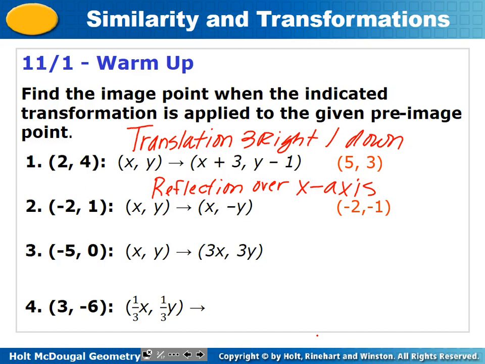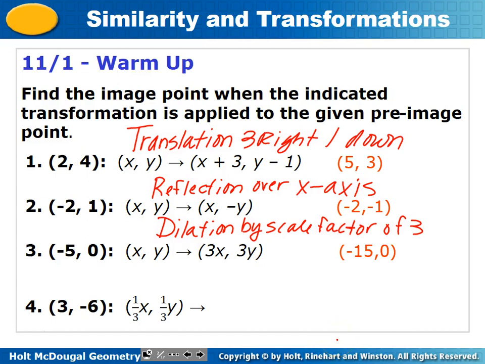Number 3, we're multiplying both x and y by 3. So this is a dilation by a scale factor of 3. So we multiply both parts by 3. That gets us (-15, 0). The last one is also a dilation. This one is a reduction actually, because it's between 0 and 1.